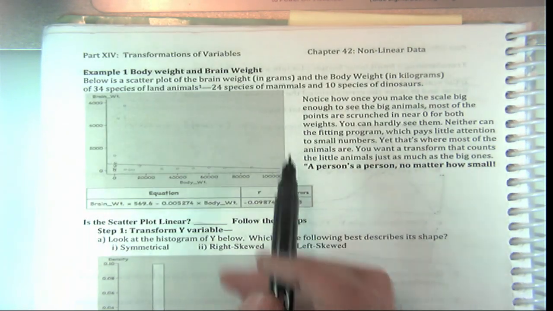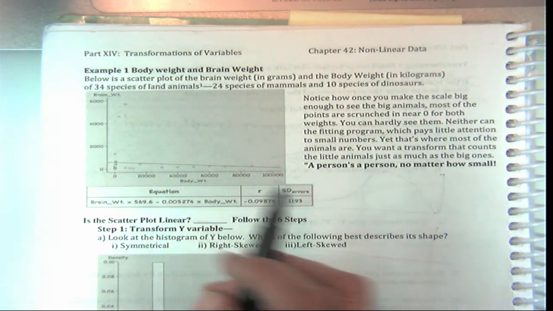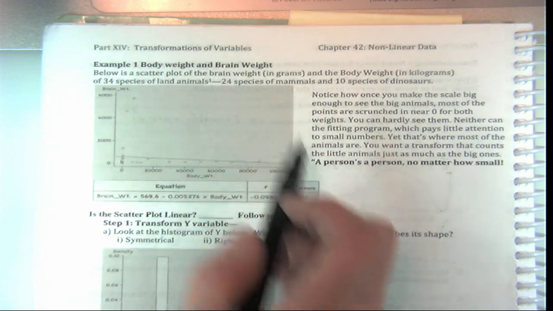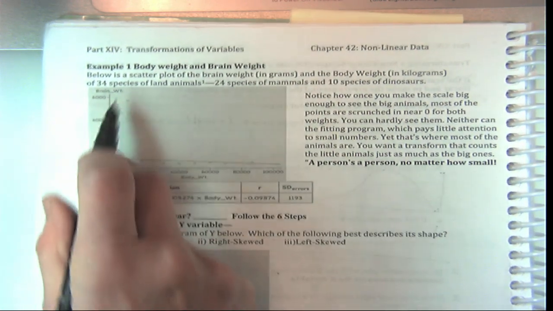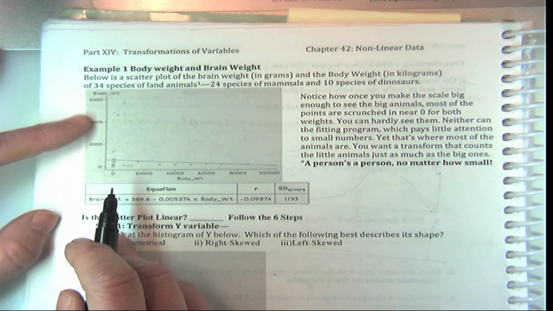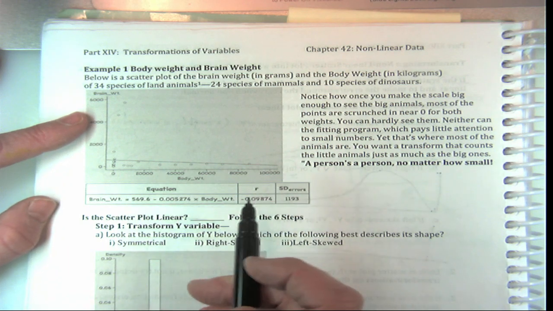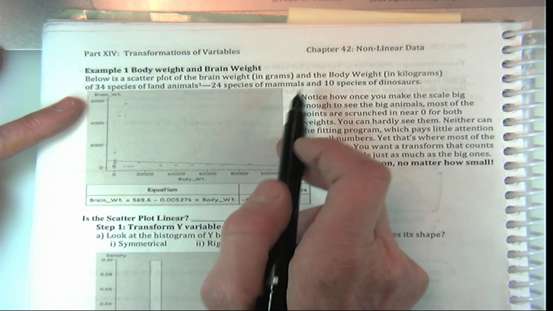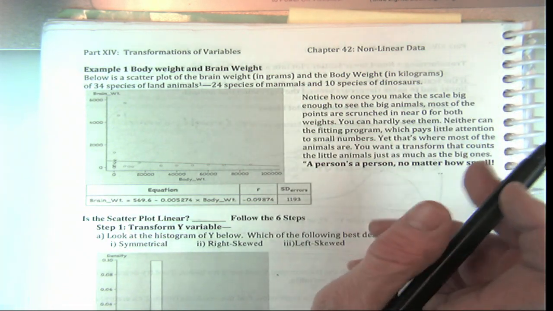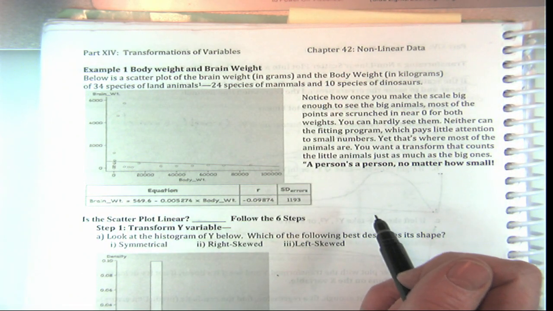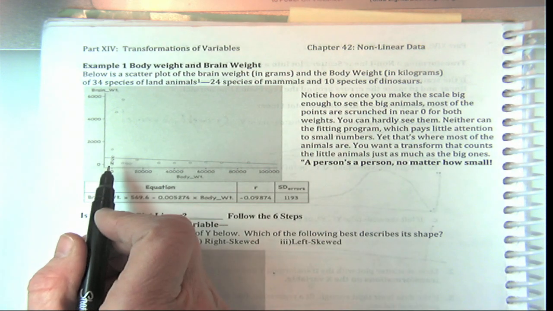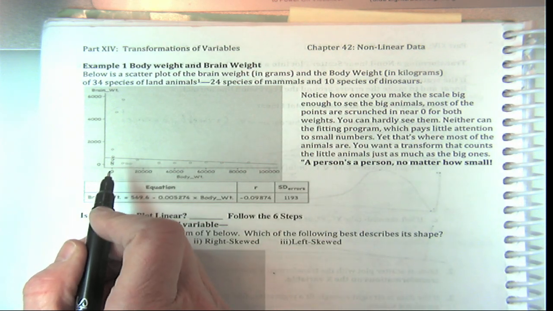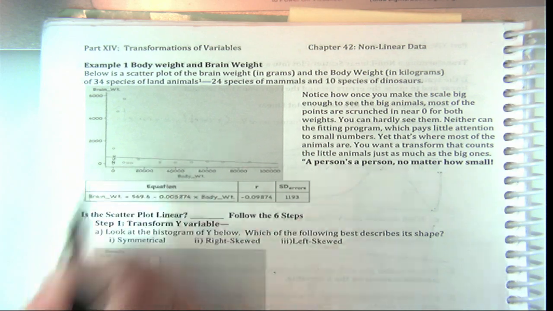Below is a scatter plot of brain weight, in grams, on the y, and the body weight in kilograms of 34 species of land animals. So 24 of them are mammals, and 10 of them are dinosaurs. So you can't see anything here, right? You really can't see anything.